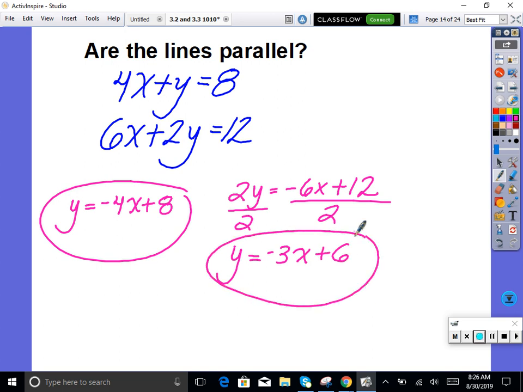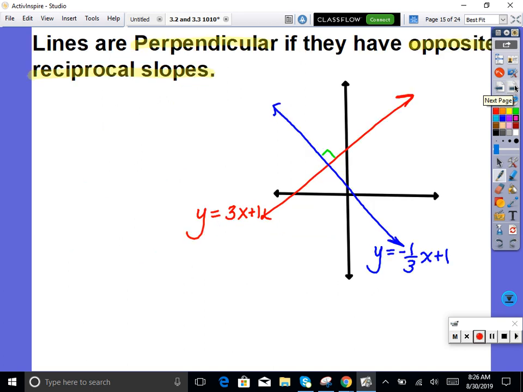All right, we're comparing the slopes. One slope is negative 4, one's negative 3. Parallel, yes or no? No, they will at some point intersect because they're not the exact same slope. So no. Not parallel lines. Okay. Good job.